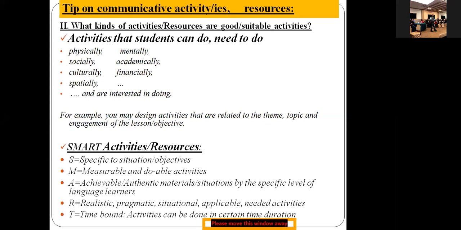Pragmatic is rather a very high kind of situation. Let me say it should be more situational, and it should also be time bound. It cannot go on and on and on. It should be finished within a certain time. For example, if you design an activity for 5 minutes, it should be completed in 5 minutes, or maximum, let's say, 4 or 6 minutes. So it should be very specific in terms of time bound also.